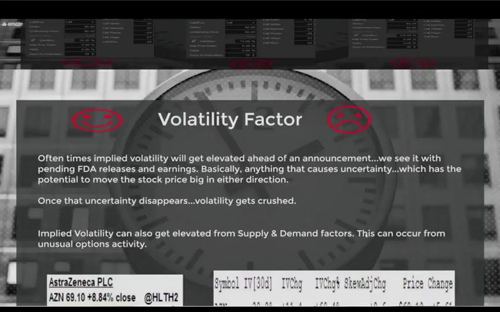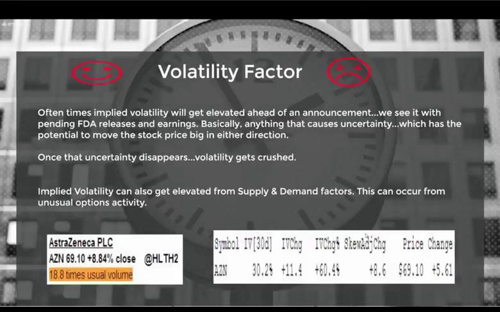So the volatility factor: oftentimes implied volatility will get elevated ahead of an announcement, such as a binary event or an FDA announcement. We see it with pending FDA releases and earnings, basically anything that causes uncertainty. Uncertainty meaning there's an event coming up, we don't know which way it's going to go, or we don't know the news, so we put that into the option contract to price it in already. A lot of times it's going to be much greater than the actual reaction, and that's usually about 75% of the time.